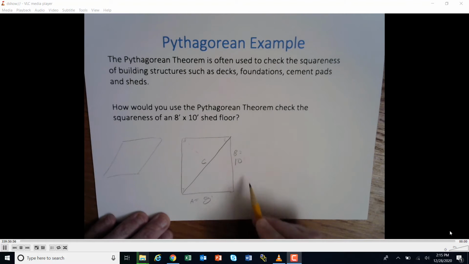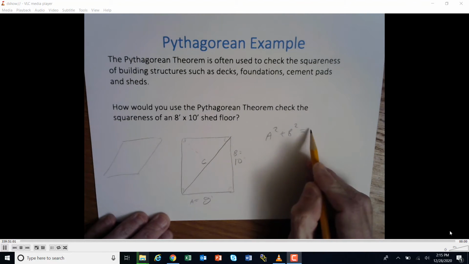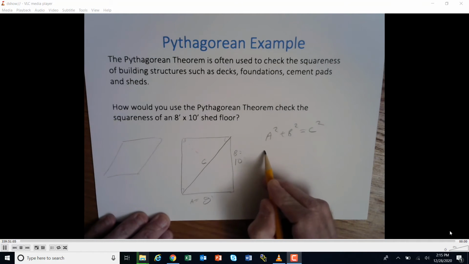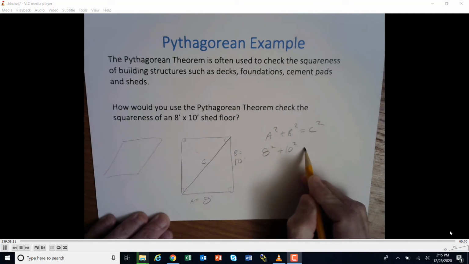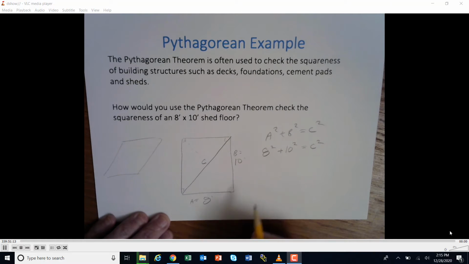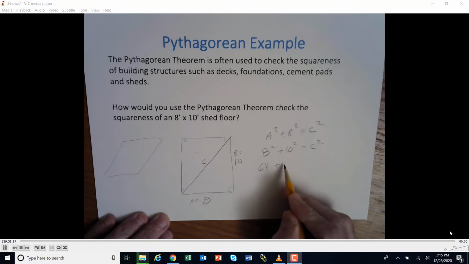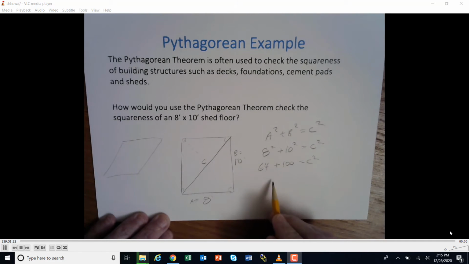Let's say this is feet. So A squared plus B squared equals C squared. We have A here as being 8 feet, and we're going to square that, plus B, which is 10, and we're going to square that, and that equals C squared. So let's do it. 8 times 8 is 64, plus 10 times 10 is 100, equals C squared. Add these two together, we get 164 equals C squared.